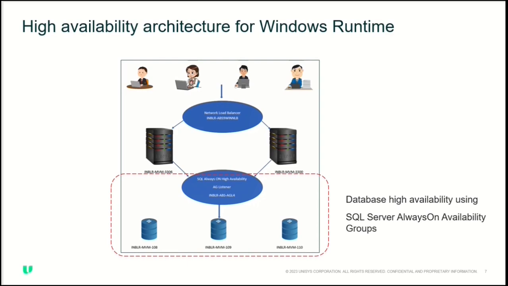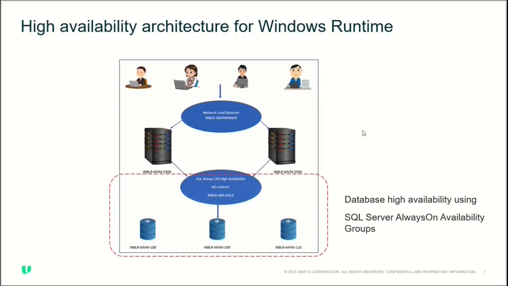Each availability group that we create allows us to create one availability group listener, which is nothing but a virtual network name to be used by the clients to connect to the availability group. In this setup, our runtime servers connect to these database servers through availability group listener named INPLR ABS AGL4. We will discuss more about this setup and AB Suite features related to database high availability in a separate video.